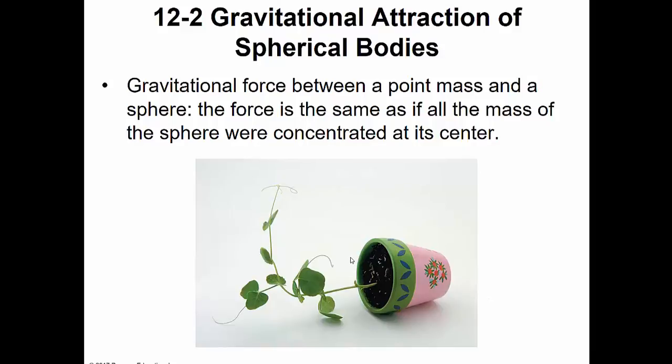Gravitational force between a point mass and a sphere. The force is the same as if all the mass of the sphere were concentrated in its center. So just because the object has some dimension to it doesn't mean that we look at what's happening to each part of this. We once again use the point particle system. We condense all this mass down to a point particle, and we think about, for instance, this potted plant is attracted to the Earth. So the Earth would be pulling down on the center of mass equal to its weight. And remember that the pot is pulling up on the Earth with the same amount of weight or force.